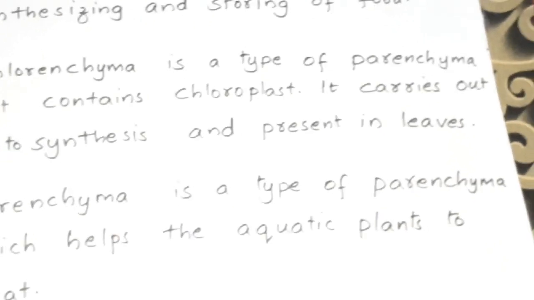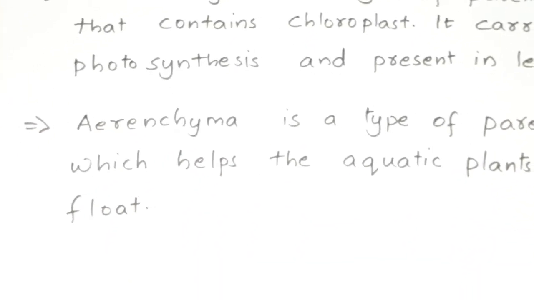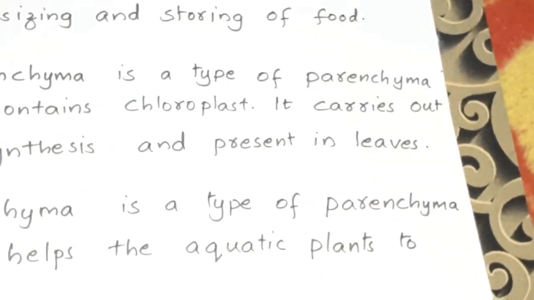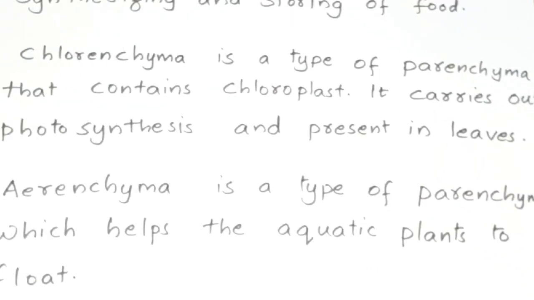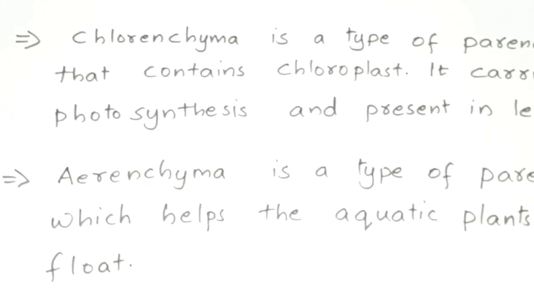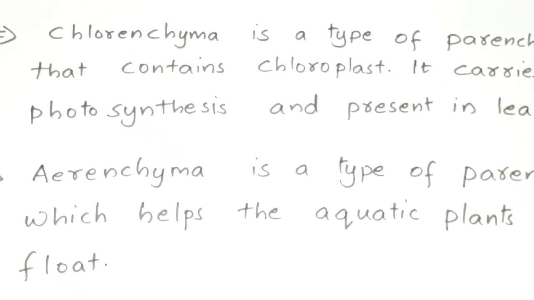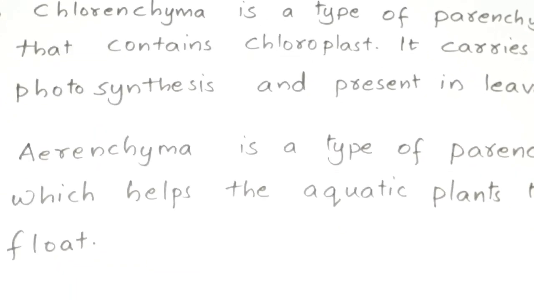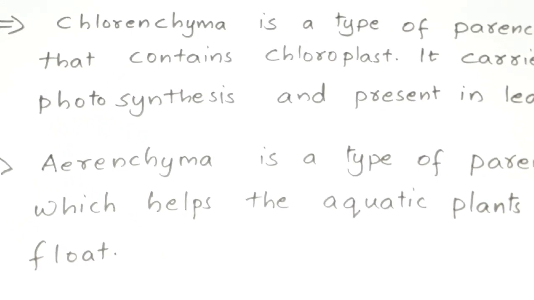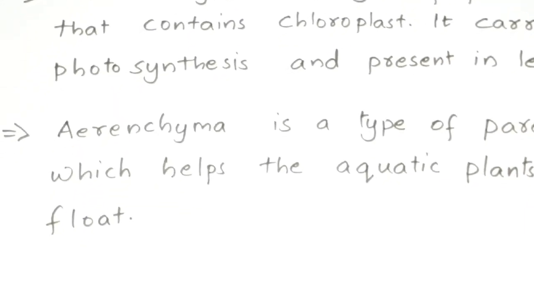At night the plants cannot do photosynthesis, and this photosynthesis is done by a pigment. It's a green color pigment. That is why the color of leaves is green, because of the presence of chlorophyll. The chlorophyll is present in chloroplast, and this chloroplast is present in a type of parenchyma cells called chlorenchyma. I hope you understand.